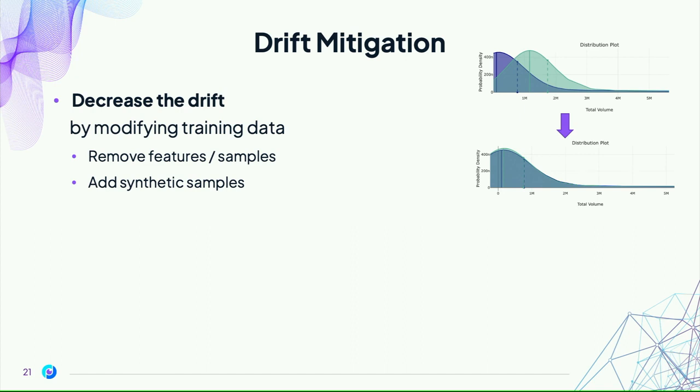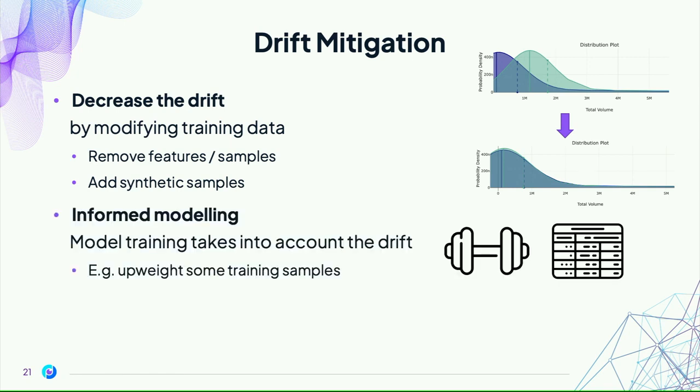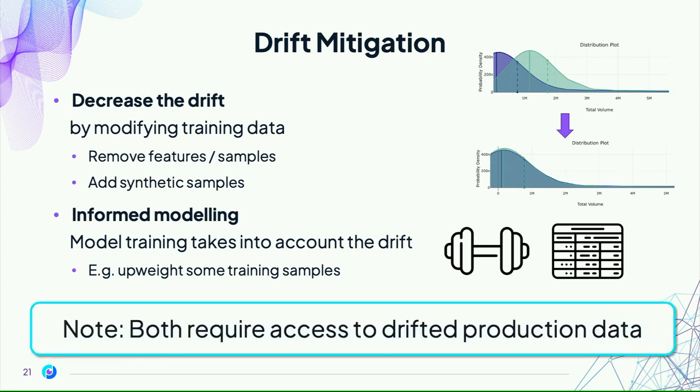Or you can add synthetic samples, for example, by an algorithm such as SMOTE to generate samples in the distribution you're seeing in production. Finally, you can change the way you model. Many models enable the option to give different weights to samples, so you can weigh your samples in a way that will make them represent the new distribution that you're seeing in production. Of course, all of this requires access to production data, but that's something I assume you have because you were able to detect the drift.